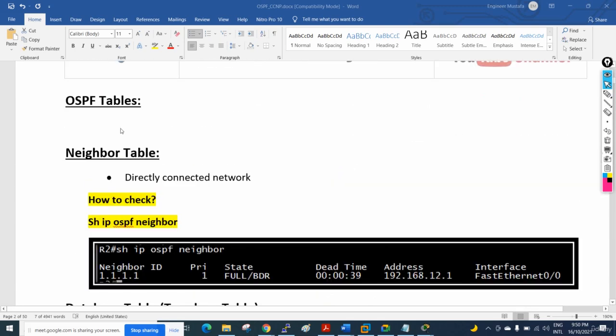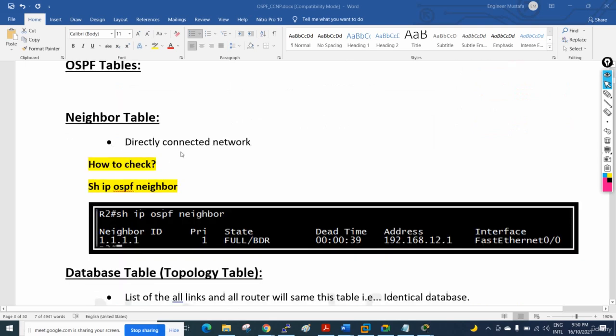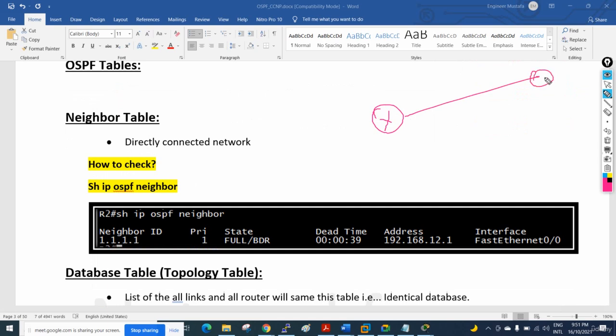When we want to check the neighbor table, as we discussed, we have three tables. One is the neighbor table. Neighbor table means directly connected, whoever is directly connected to the router. If I have one router here and another router is directly connected, this router's information is going to be stored here. So how can we check? We will write show ip ospf neighbor. With this command we will check the neighbor table.